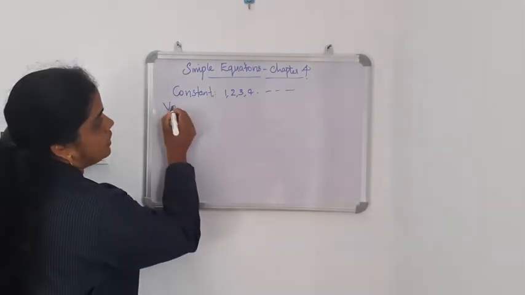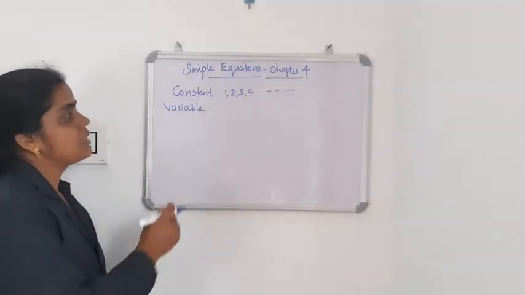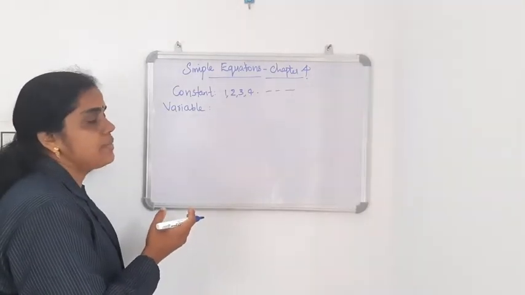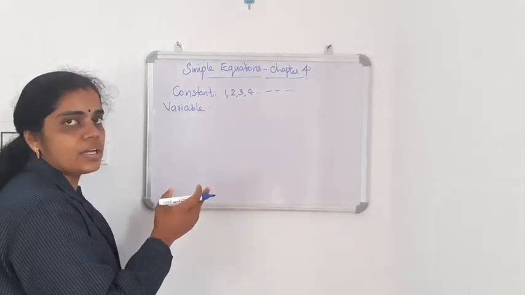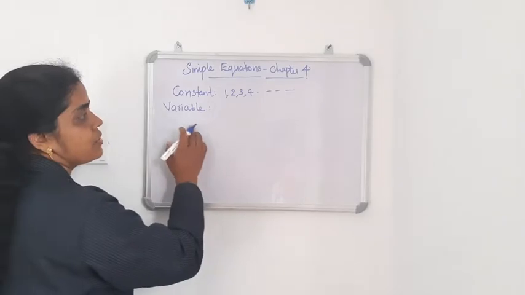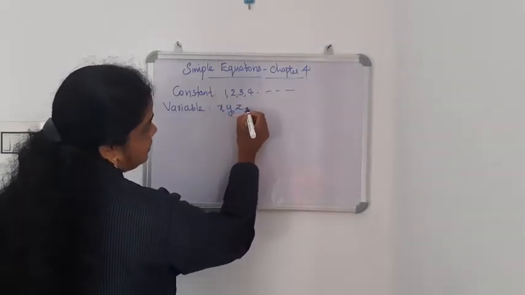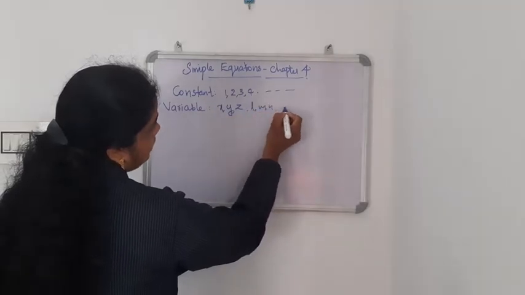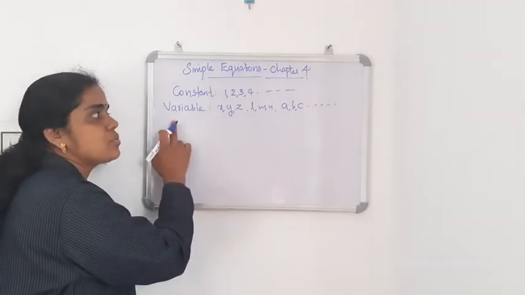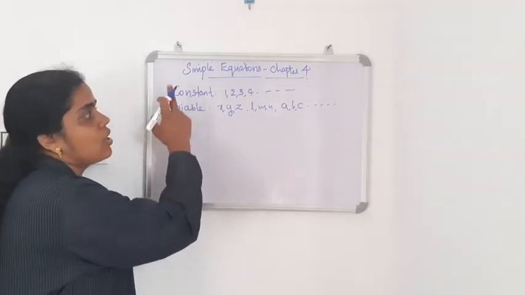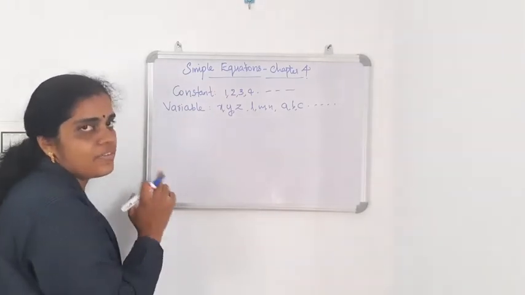Then what is variable? Variable means varying. Varying means it has no fixed value. Its value is different according to the cases. So usually we are using the English alphabets. X, Y, Z, then L, M, N, A, B, C. Any English alphabet we can use to represent a variable. Constant means it has a fixed value. Variable means its value is varying.